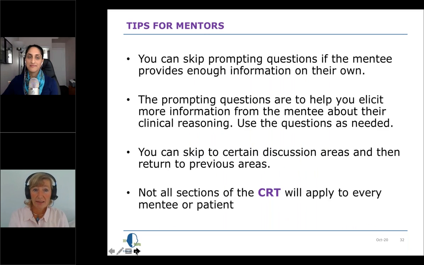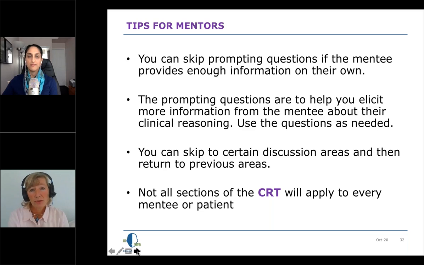You can skip prompting questions if the mentee provides enough information on their own. The prompting questions are here to help you elicit more information from the mentee about their clinical reasoning. So it is a framework. There's not a set way that you must ask all 9 questions. If they've given you answers to question 1, 2, 3, 4, and 5, you can move on to question 6.